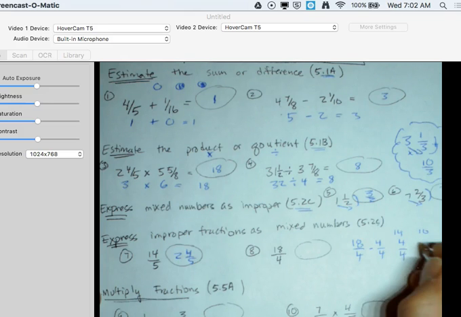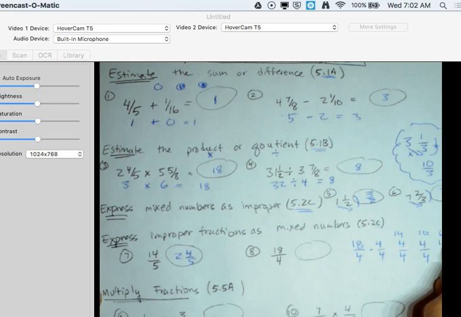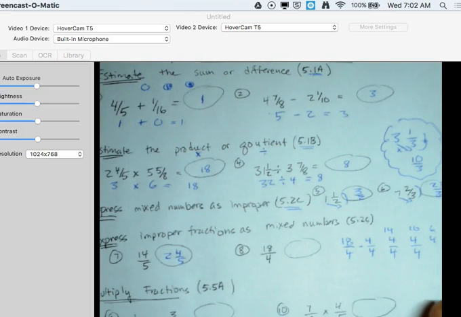I can still take it out. I'm going to take out another 4. Now 10 minus 4, that leaves me 6. I can still take out another 4. I'm running out of room here. I've got to slide that over a little bit so you can see.